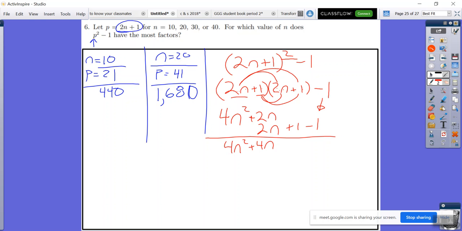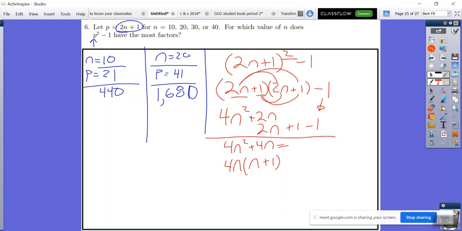Is there a number and a letter that goes into these two things? N and 4. Okay, so we can factor out the greatest common factor, which happens to be a monomial. So 4n goes into both of these. So this is equal to 4n. What is 4n squared divided by 4n? N. What is 4n divided by 4n? 1.